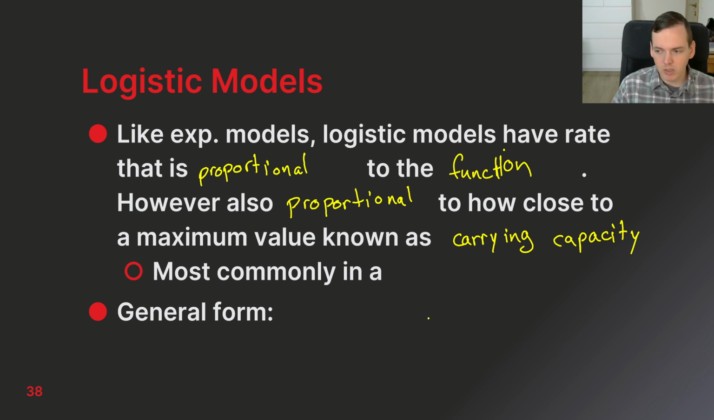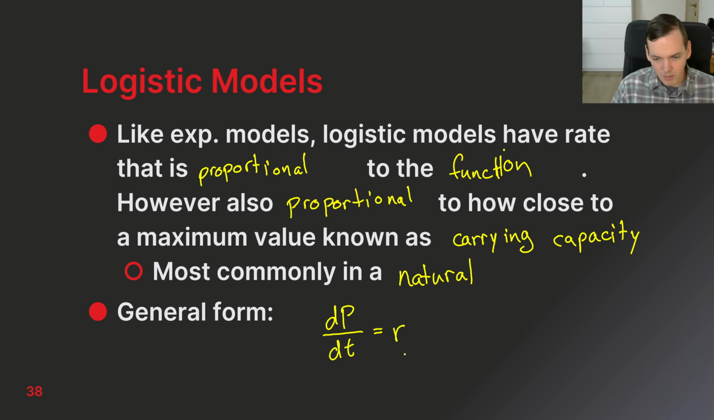And so this is most commonly used in a natural environment. So if you're wanting to see how many animals can live, how many animals do you expect to see in this field over time? So the general form is this right here. dP/dt equals some rate, this is the proportionality constant, times the population, but times 1 minus the population divided by K, which is the carrying capacity.